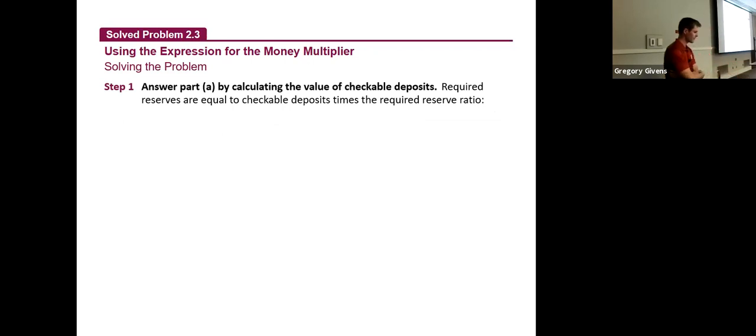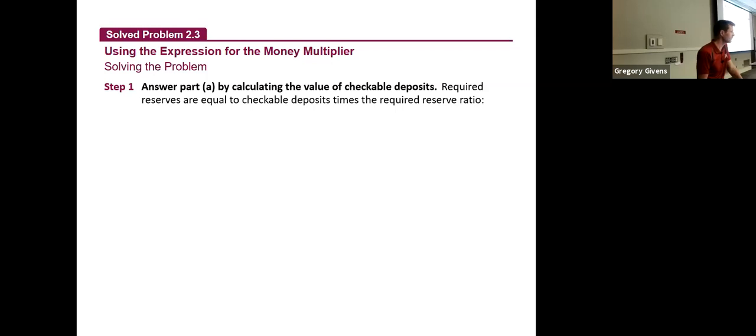Anybody help me out with part A? What would the value of checkable deposits be in this economy if bank reserves are 500 billion, currency is 400 billion, the required reserve ratio is 10%, and required reserves are 80 billion? Anybody get an answer for that one? What would checkable deposits be?